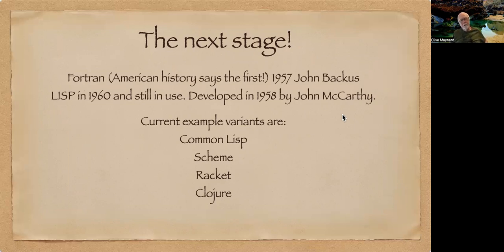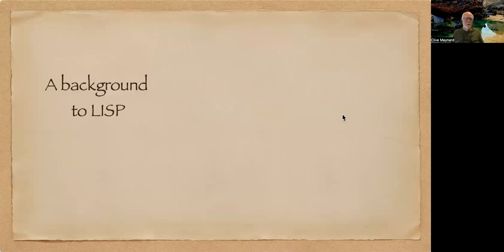And 1960 is way back. It was originally developed in 58 by John McCarthy, but became known, if you like, in 1960 and is still in use. And if you were to look around, you'd see there are a number of current variants available: Common Lisp, Scheme, which was from MIT, Racket, and Clojure. So let's give ourselves a little bit of background to Lisp here.